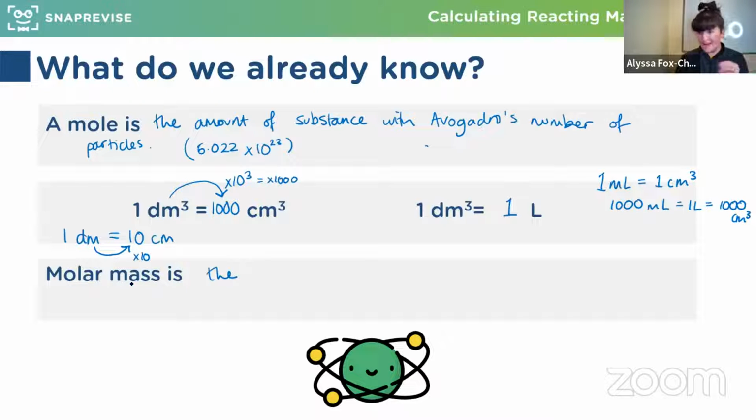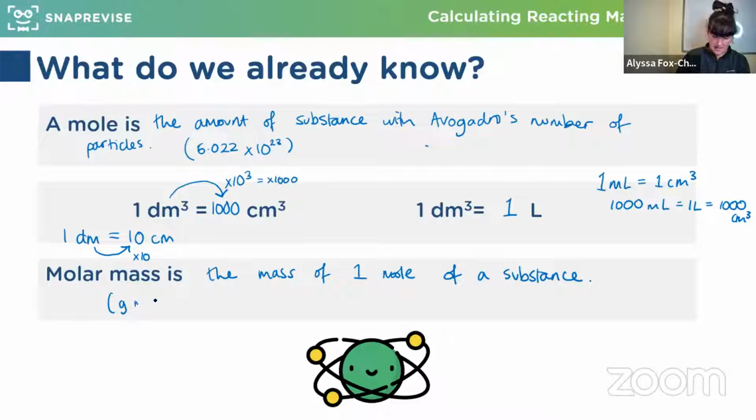So molar mass is the mass of 1 mole of something. 1 mole of a substance. So molar mass is the mass of 1 mole of something. That is the molar mass. And usually our mass is given in grams, so it's grams per mole that is the unit.